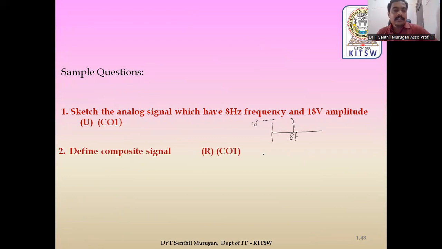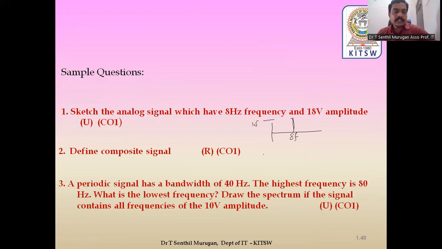Okay. Next, define the composite signal. A combination of multiple simple signals or multiple sine waves is considered a composite signal.